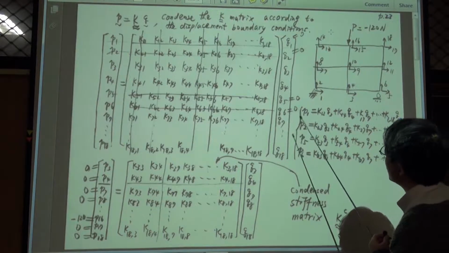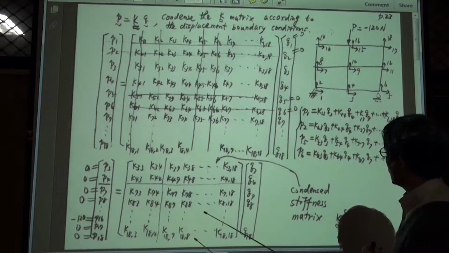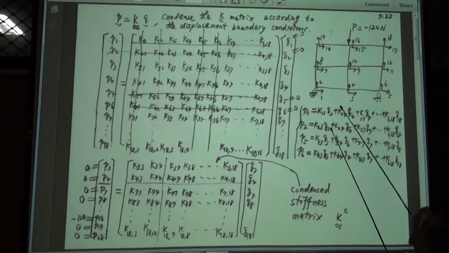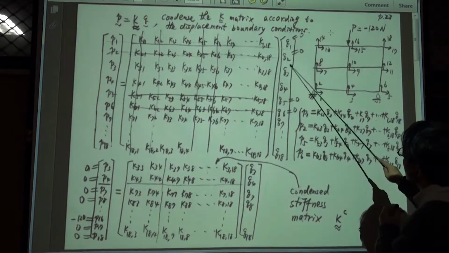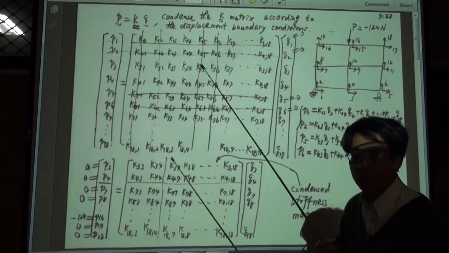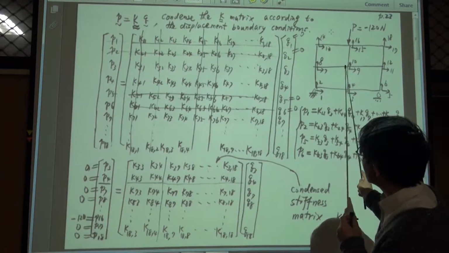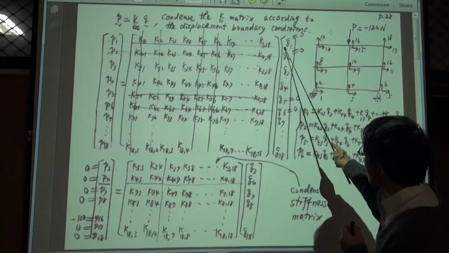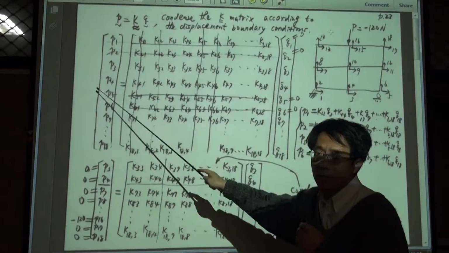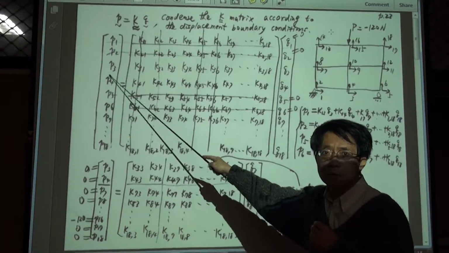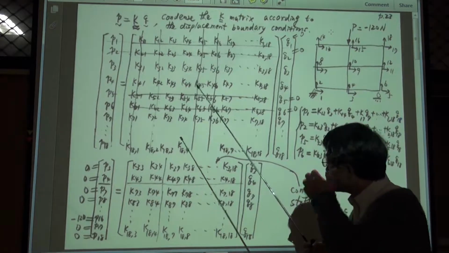Now we want to do the condensation. What do we mean? The meaning is this. We want to find out the nodal displacement, the deformation, of each node. So the unknown is here. The condition is given here because this is the external force, and it is given. So we want to find out the unknowns here.